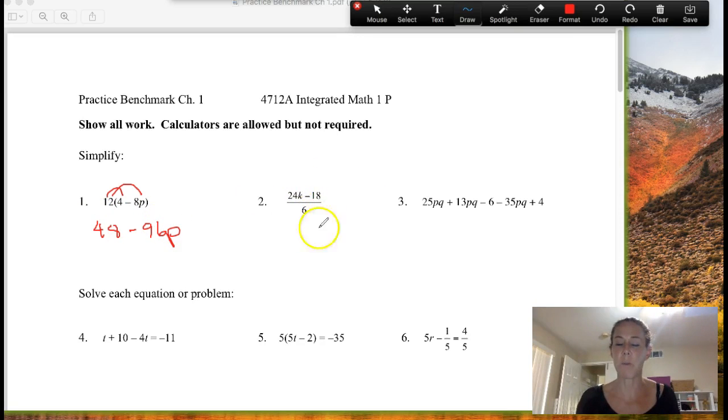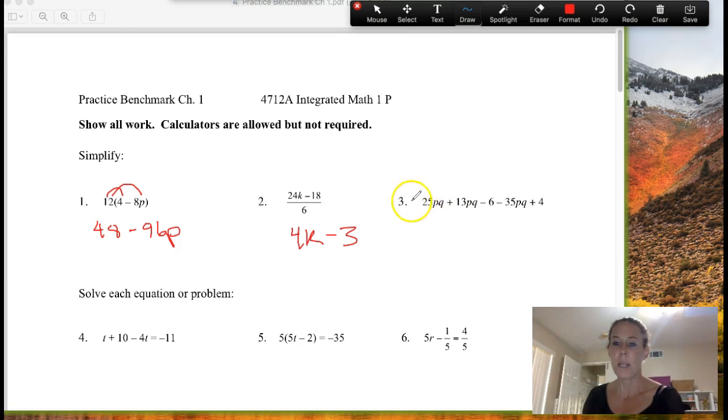Okay, on to the second one. Once again, this is not an equation. There's no equal sign. It's an expression. So we're just going to simplify. And you can think of this one as also using the distributive property. We're going to distribute using division. 6 divides into 24k, and 6 divides into negative 18. So 6 times 4 is 24. So if I divide 6 into 24, I'm going to get 4k. If I divide 6 into negative 18, I'm going to get negative 3. And you're finished with that one.